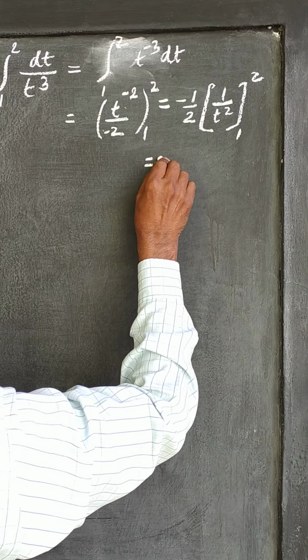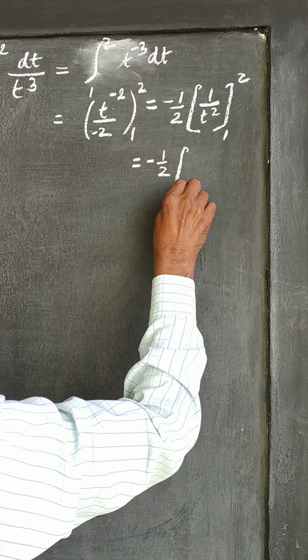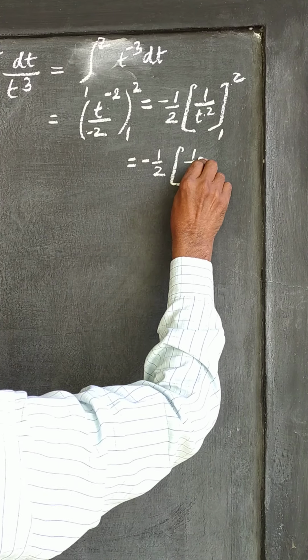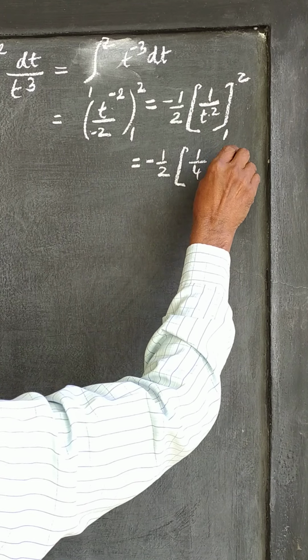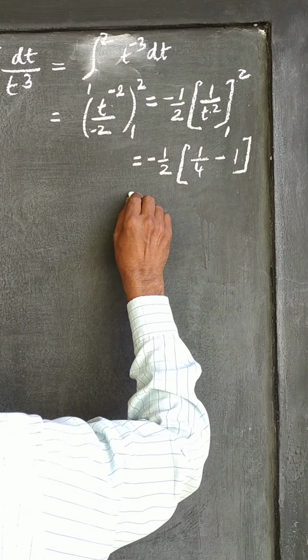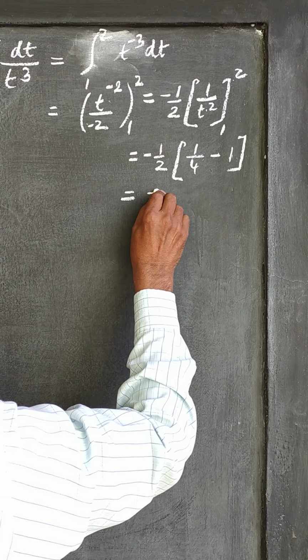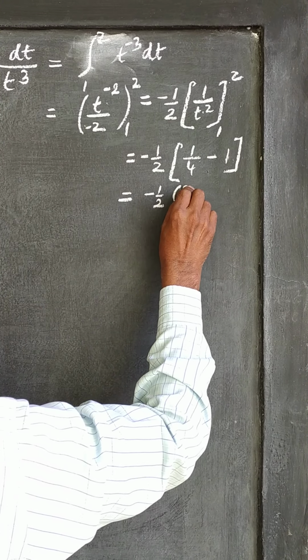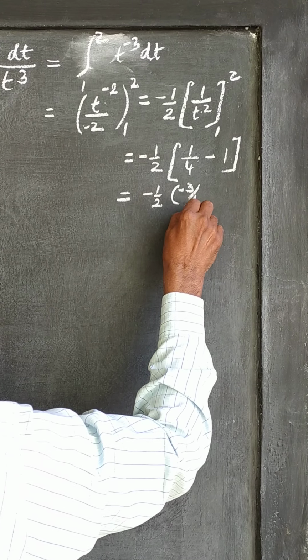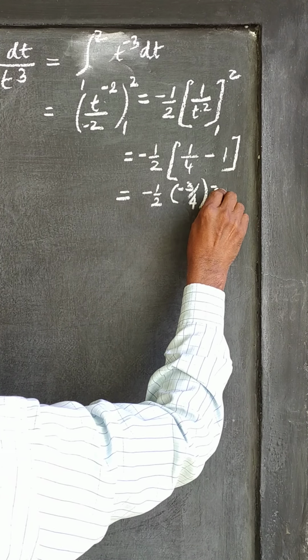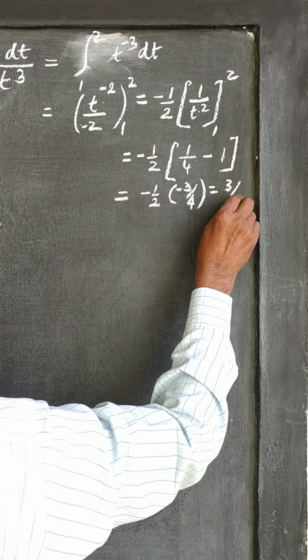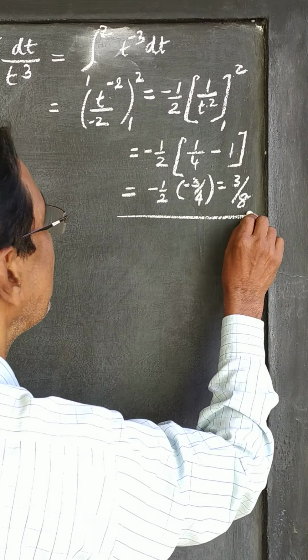That is equal to minus 1 by 2 into (1 by 4 minus 1). 1 by 4 minus 1 is minus 3 by 4. So minus 1 by 2 into minus 3 by 4 is equal to 3 by 8. You get 3 by 8.